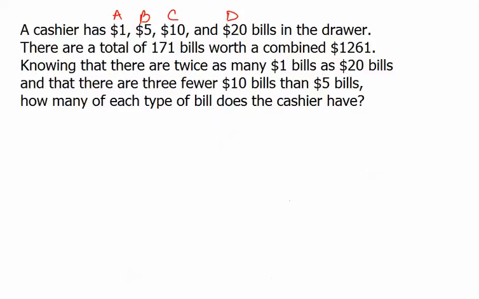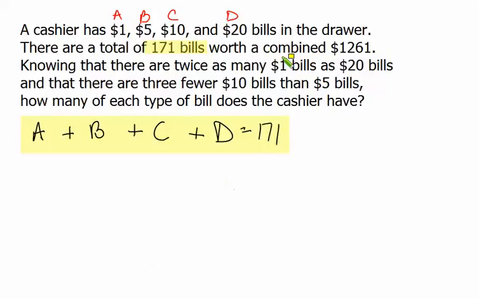Next, we're going to try to write out our system of equations. Let's use one piece of info at a time. So the first information that stands out to us is the fact that we have 171 bills. That equation should be fairly easy to write. We're simply adding up each of our variables, and we are going to set them equal to the total number of bills that we have. In this problem, that's 171.